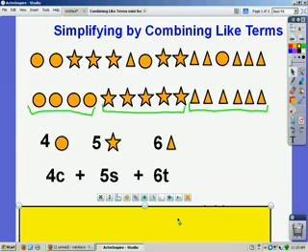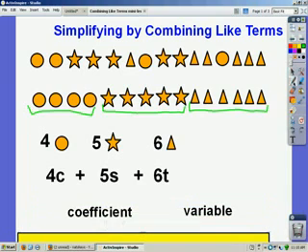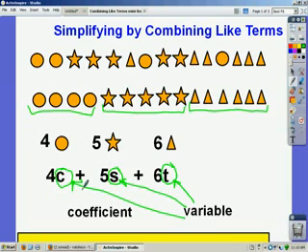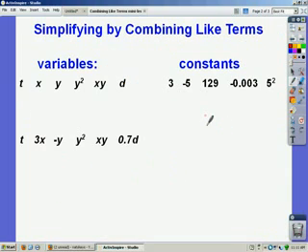Let's say I have a collection of objects. I have a bunch of circles, a bunch of stars, and triangles. Now I want to figure out what it is that I have. Well, one of the first things you want to do is regroup things together so that all your similar or like objects are together. So this is what we just did in the second step.